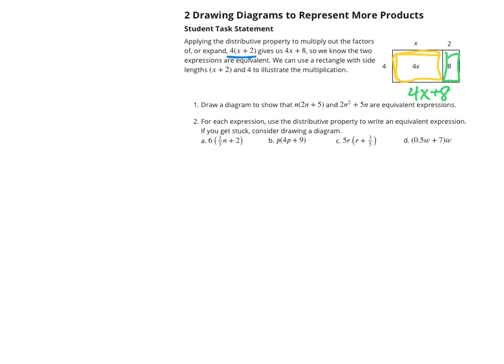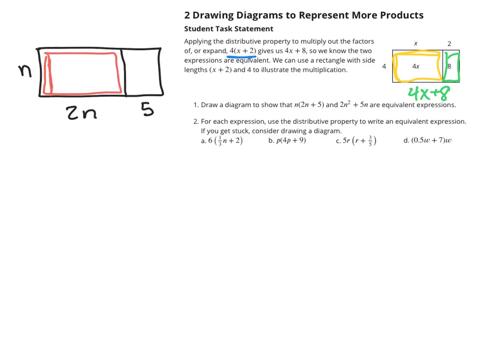This first problem says, draw a diagram to show that n times (2n plus 5) is 2n squared plus 5n. They're equivalent expressions. It's not going to be drawn to scale, but if that's n, we can try to make that twice the length. That would be 2 times n, and this would be about 5. Now if I multiply the length and width of this rectangle, I get 2n squared. And if I multiply the length and the width of this rectangle, I get 5n.